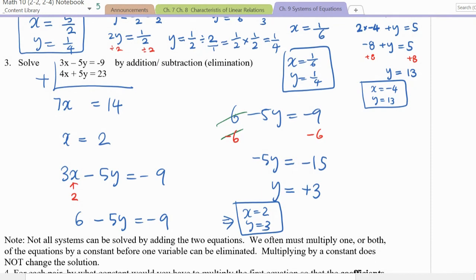Again, to check, you can plug those two numbers into x and y and see if you get 23. Let's plug 2 in here and 3 in here. 4 times 2 is 8. 5 times 3 is 15. When you add them up, that is 23. So this is a correct answer.